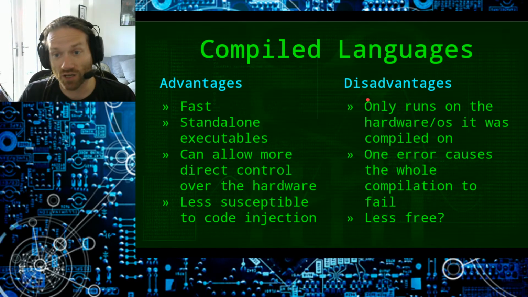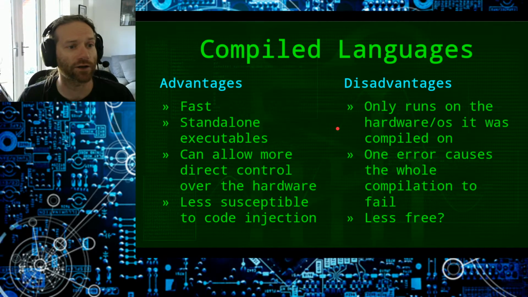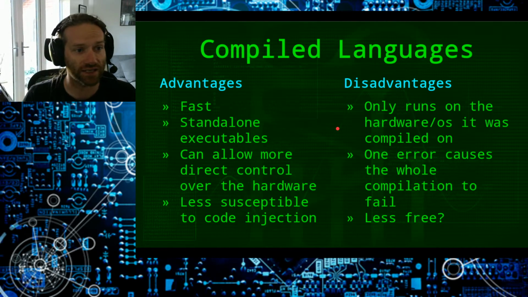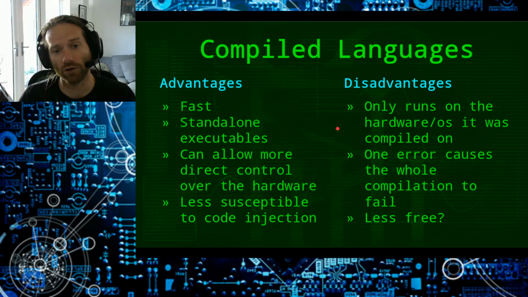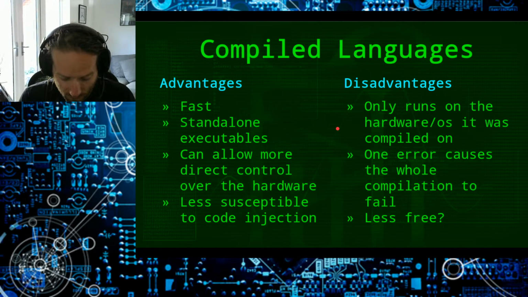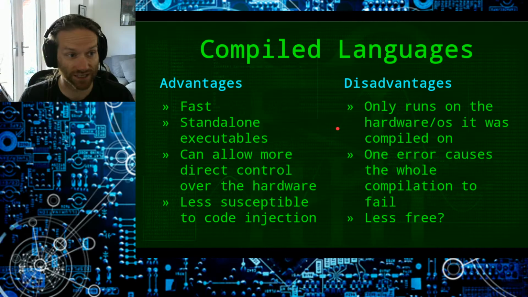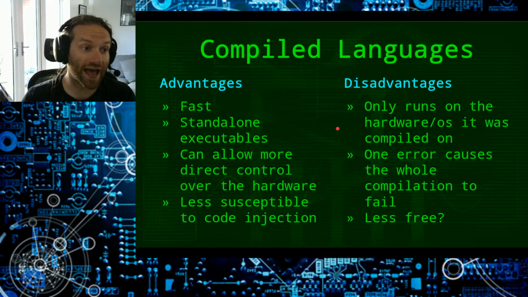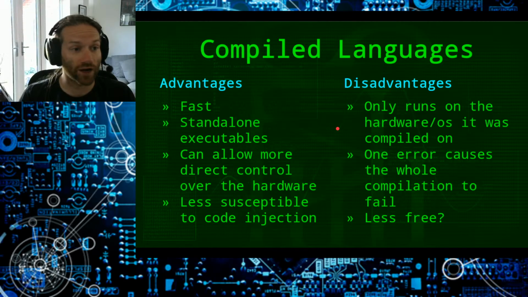Disadvantages. Compiled languages will only run on the hardware and operating system they were compiled on. That is a massive disadvantage, right? If I write some code in C++ and compile it on my Linux machine, which has a 64-bit operating system and a 64-bit CPU, it will work on the 64-bit Linux operating system and the 64-bit CPU, and it won't work on anything else.